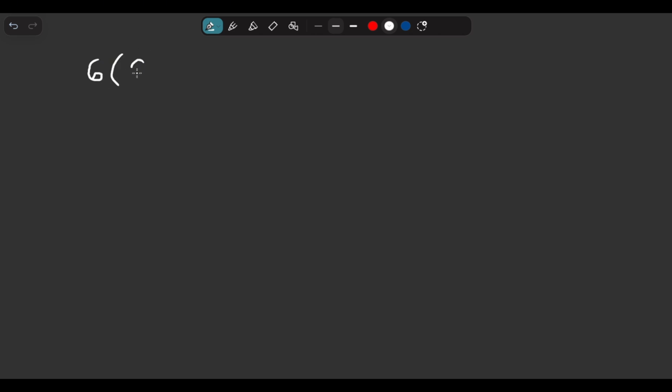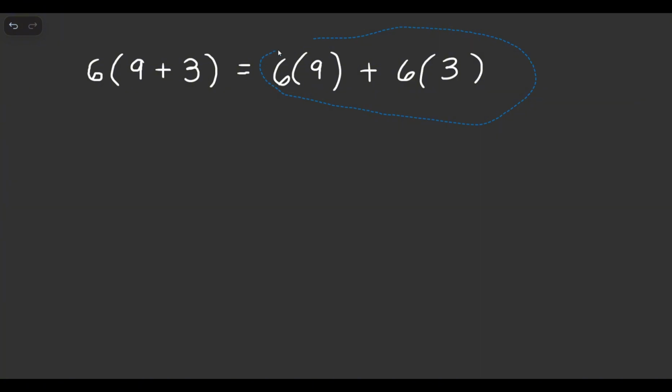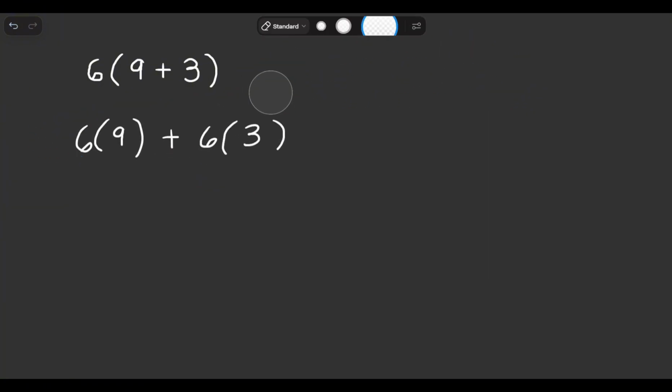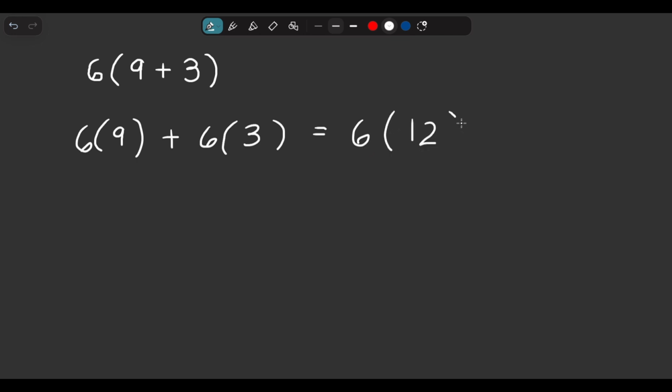Six times the quantity of 9 plus 3. Using the distributive property, 6 times 9 plus 6 times 3. Notice that this is the same as 6 times 12, because 9 plus 3 is equal to 12.